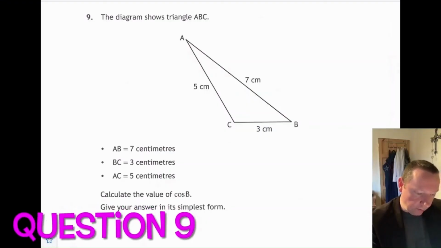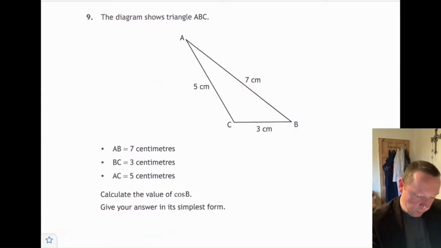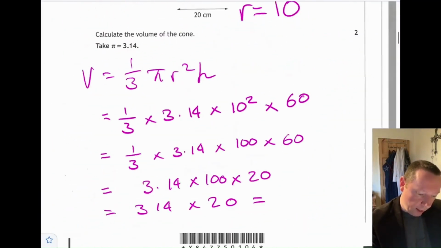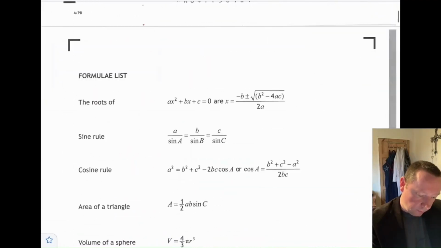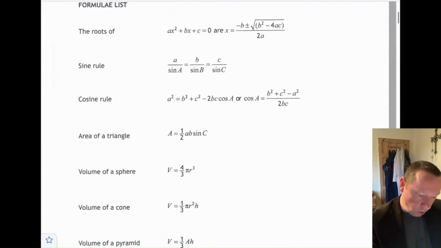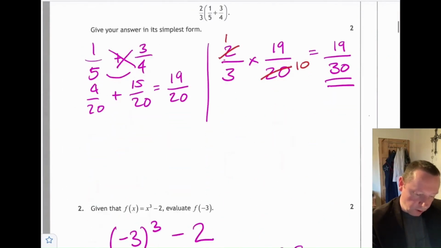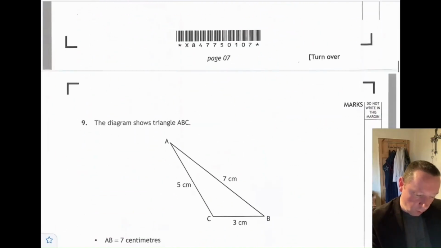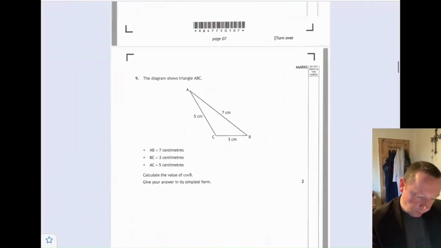Question 9. The diagram shows a triangle ABC. Calculate the value of cos B. Cos B? Trig, start of the exam paper. Let's go, all the way back. It says the cosine rule: cos A is B squared plus C squared minus A squared over 2BC. Let me just write that down and copy it for this question. So we're way down at question 9.